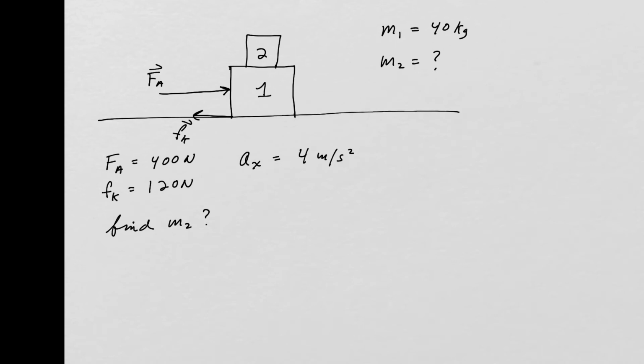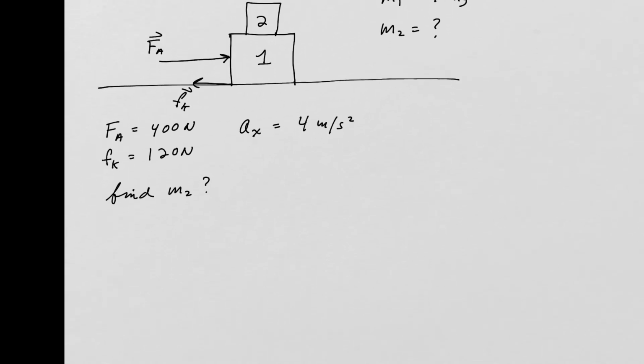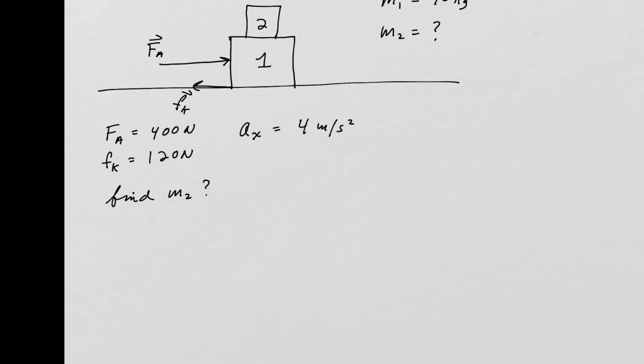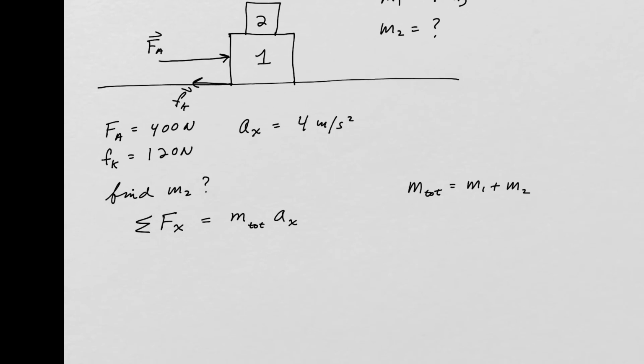The way we can solve this is to use Newton's second law, applied in the x direction. Newton's second law says the sum of the forces in the x direction is equal to mass, in this case the total mass, m total, times the acceleration in the x direction, where m total is mass 1 plus mass 2. They're moving together. We're assuming 2 isn't slipping relative to 1.